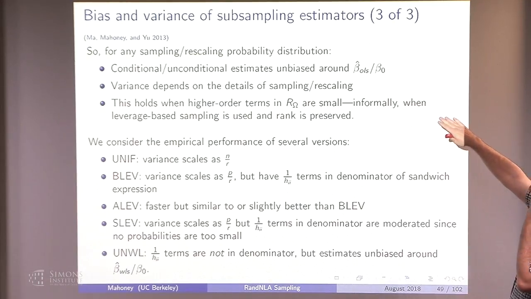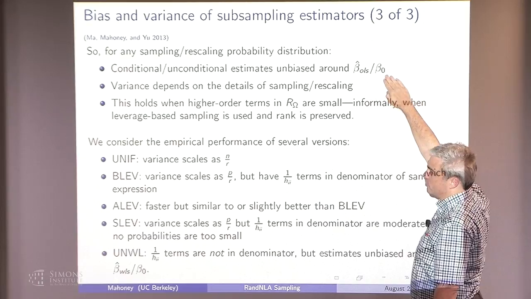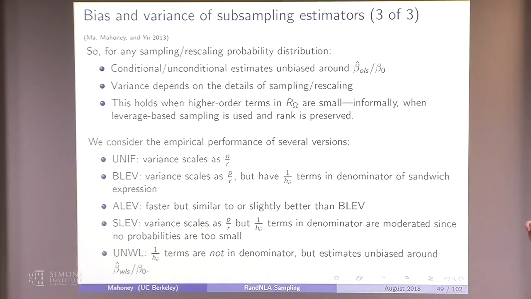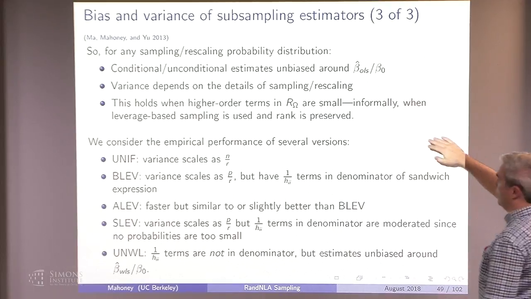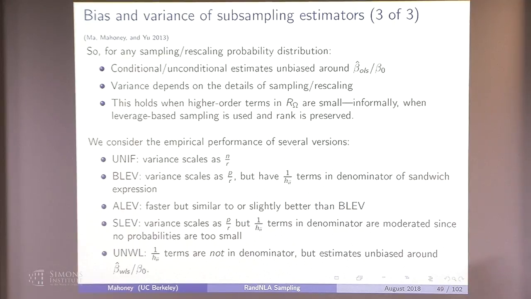So, for any sampling or scaling process, this is leverage or not, this is Gaussian or not, it could be any of a range of things, you're going to get conditional or unconditional estimates around the OLS solution of the ground truth. The variance is going to depend on the details of the sampling process. And this is going to hold when the higher order terms are small. They could be large, in which case you have worse problems.